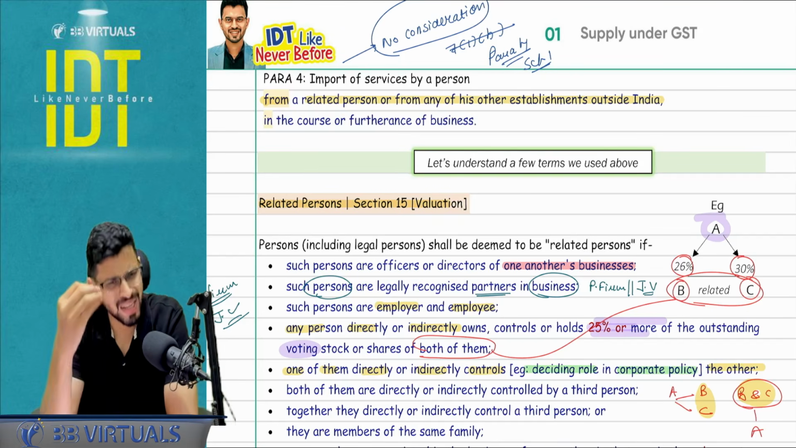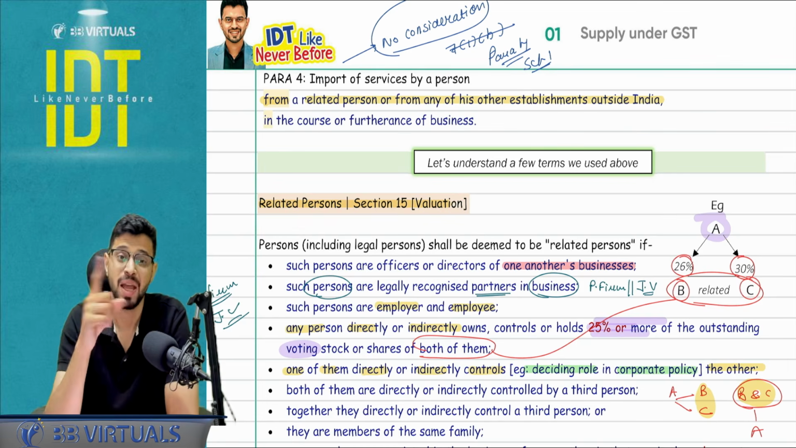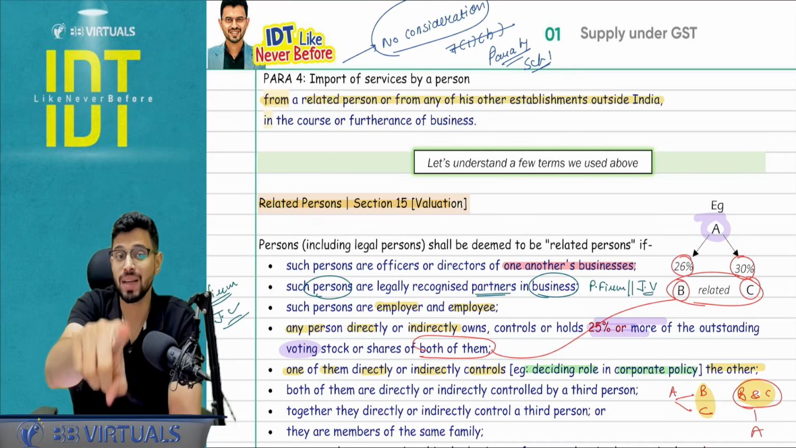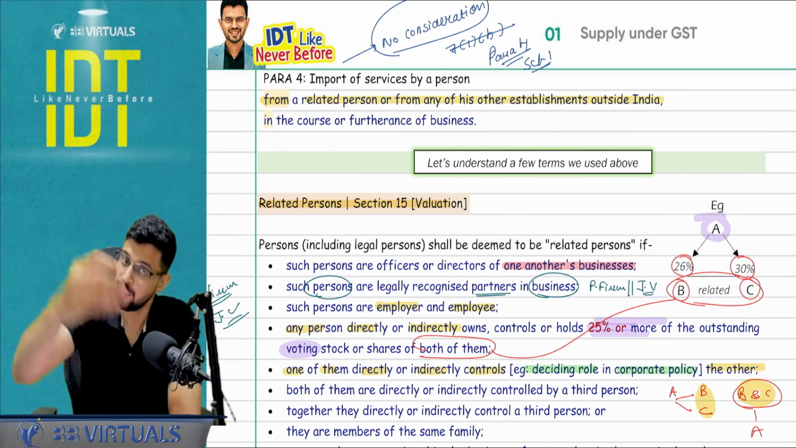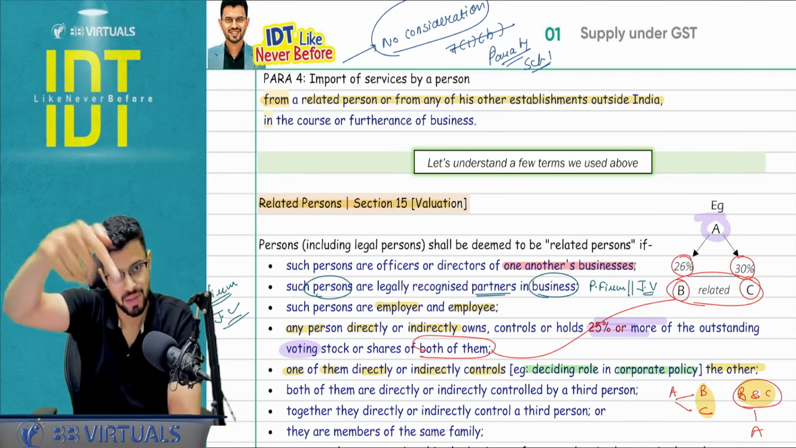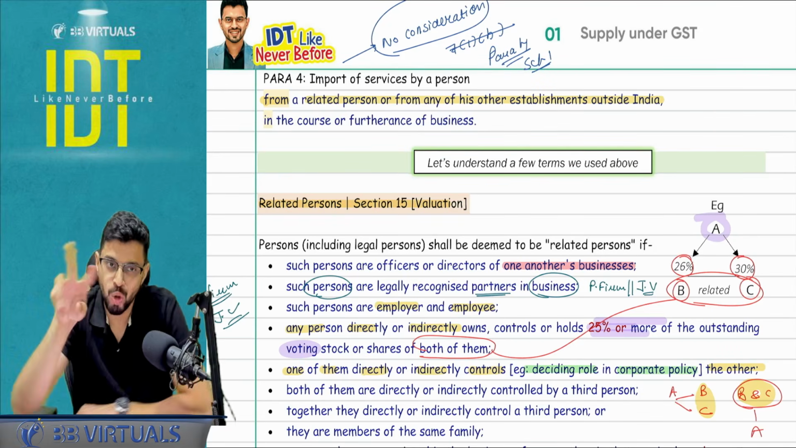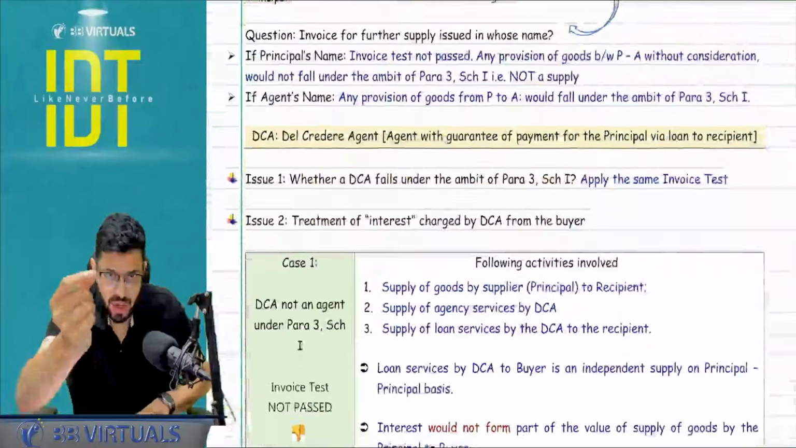Consideration is also not there. It's a personal purpose. Leave it. We don't want it to be a supply. If you're paying the consideration, it means you're undertaking a commercial transaction, not for free. Personal or business, under 7(1)(b) it is a supply. So both are interlinked together. Limited understanding I will give you.